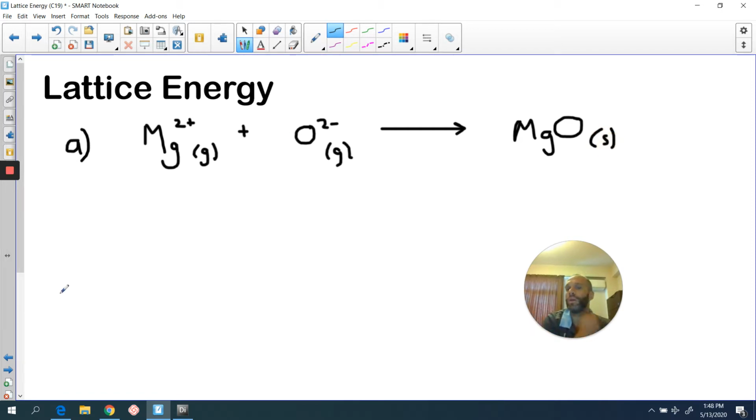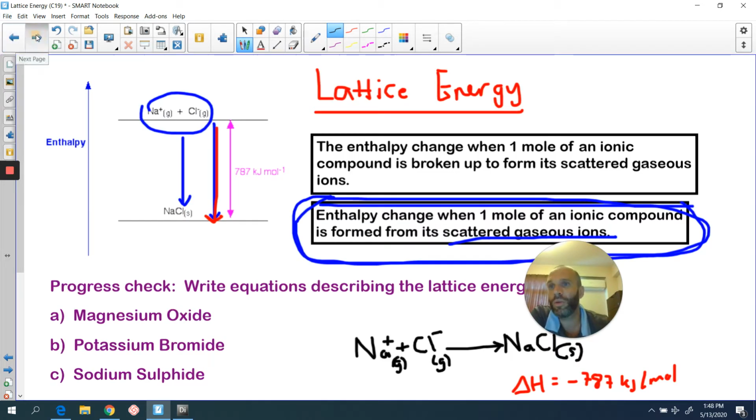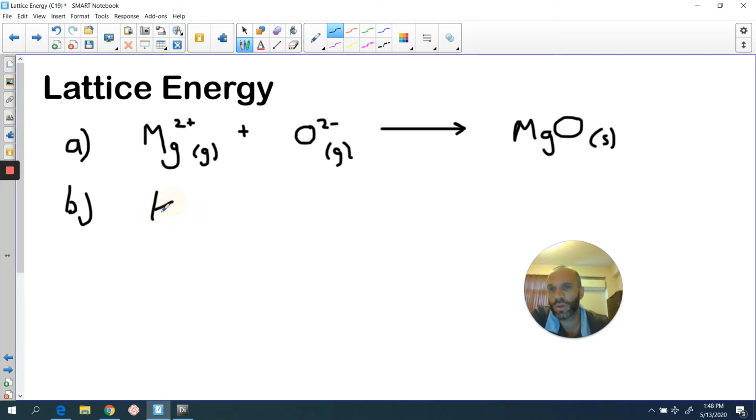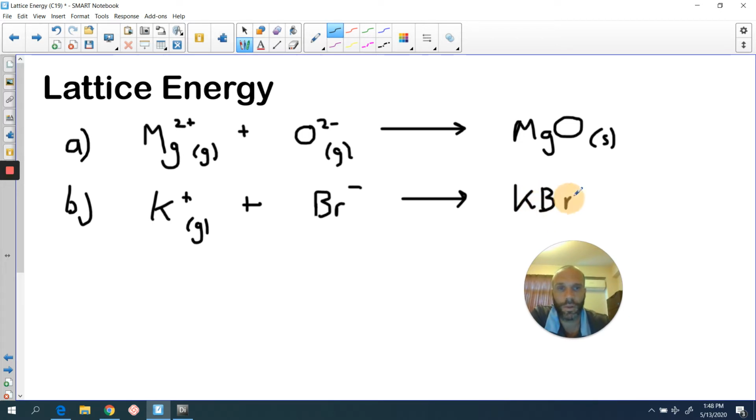The second example was potassium bromide. Nice and easy. So we've got potassium, group 1 metal. Again, make sure you put the state symbol in, it's a gas. Bromine, group 7, 1 minus charge there. Okay, so we should have KBr. Now, I want you to think about the things that are missing here. I've kind of done that incomplete. I'll give you a few seconds, pause the video, and put in the things that are missing.